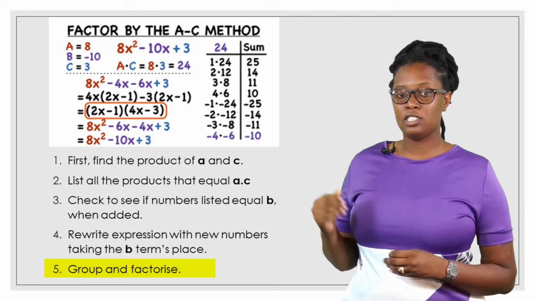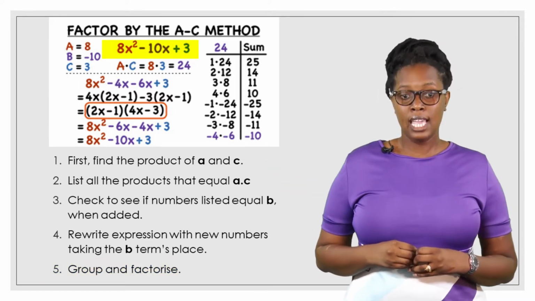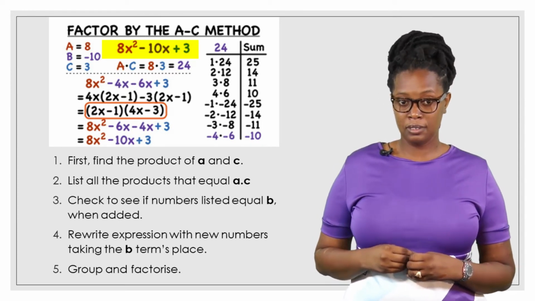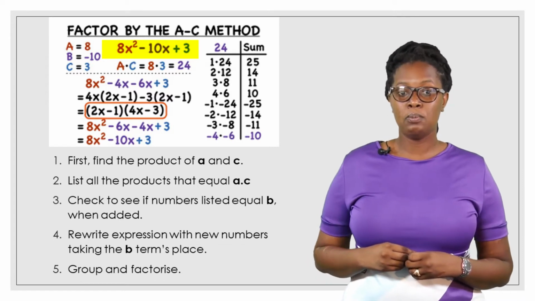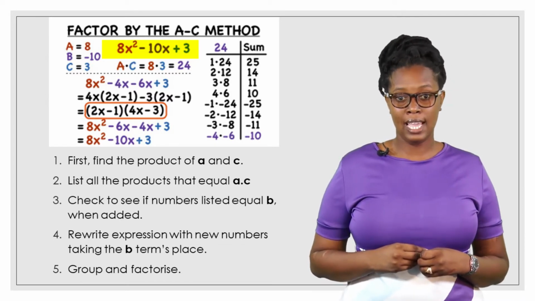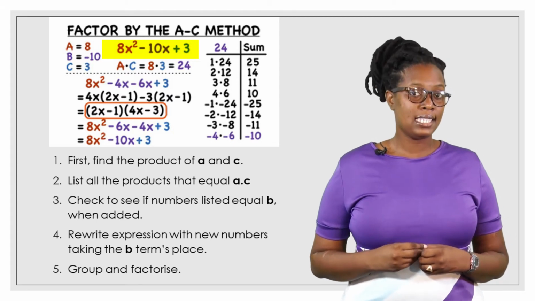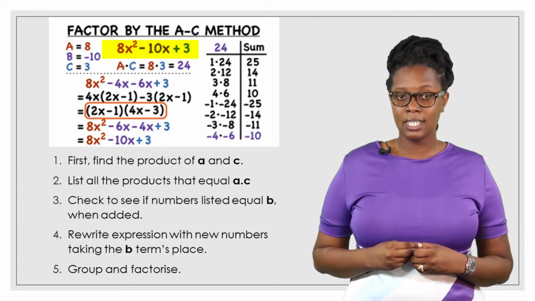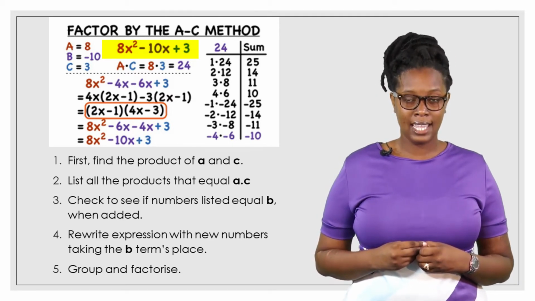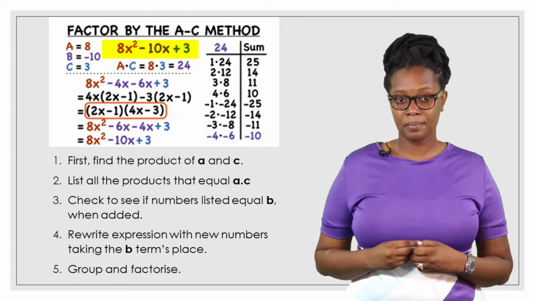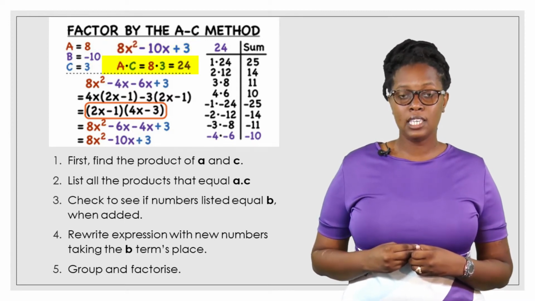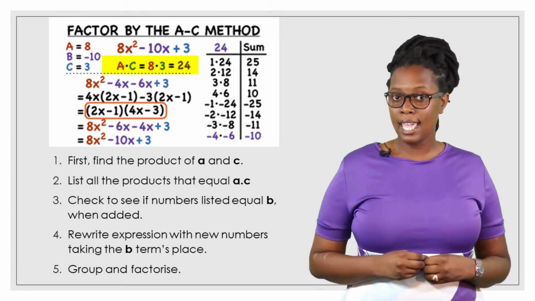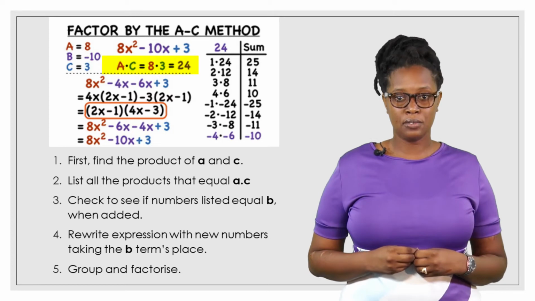Now we have an example at the top. We have the expression 8x squared minus 10x plus 3. Now the first step says that we must find the product of a and c. In this quadratic expression, the a term is 8, the b term is negative 10, and the c term is 3. So a times c would be 8 multiplied by 3, and when we multiply 8 by 3, we get 24.